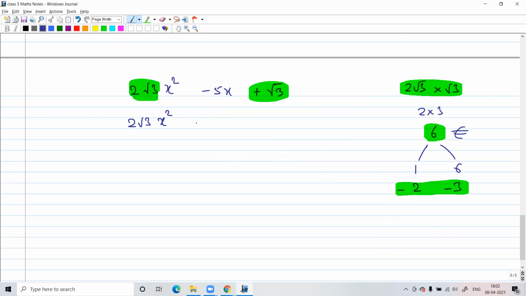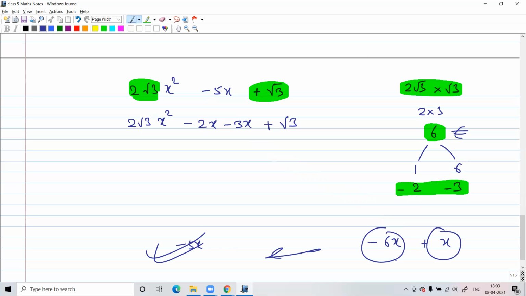Sir, can we do like this, sir? Like minus 6x plus x, that will also give us minus 5x. Very right. It is true. But when you multiply them, what will you get? You'll get a minus 6, no? But you need a plus 6 when you multiply. Because this coefficient was plus 2 root 3 and this was plus root 3. When you multiplied, you got a plus 6, right? You need to look at this also. The sign of this thing also you have to look at.